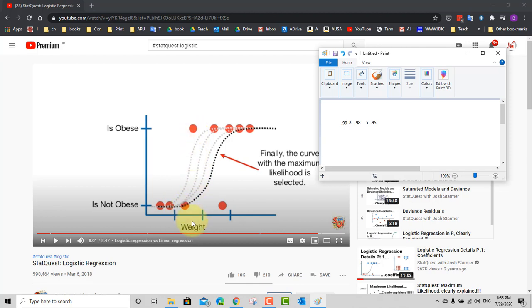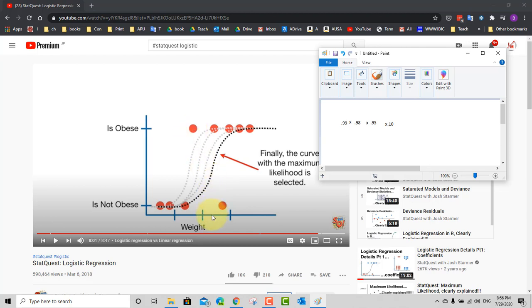But then we get this one up here. Now the curve, I think the weight is about here. The curve only predicts, let's be generous and say I'm going to overshoot it, I'm going to say it's a 90% chance that it's not obese, but it actually is obese. So it's only a 10% chance that it is obese. So we're going to put that here, times 0.10. So this is telling us that it didn't do a good job. We're taking this and multiplying it by 0.1, so it's reducing the size of this string that we're calculating because this didn't do a good job.